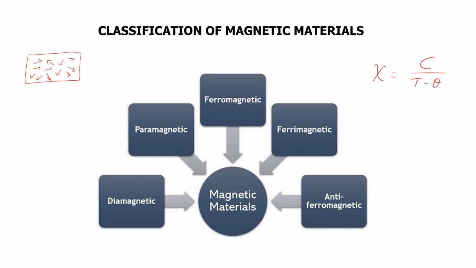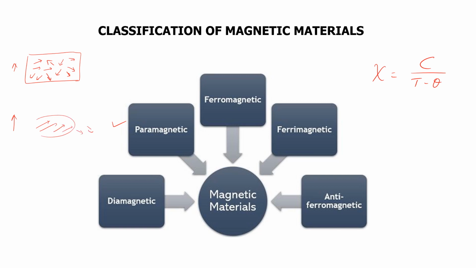Now, if I am applying a magnetic field, in the case of paramagnetic material, all the spins will try to align along the direction of the applied field, but they will not align perfectly. But every spin will try to orient itself towards the applied field direction. Maybe like this, maybe like this, maybe like this.